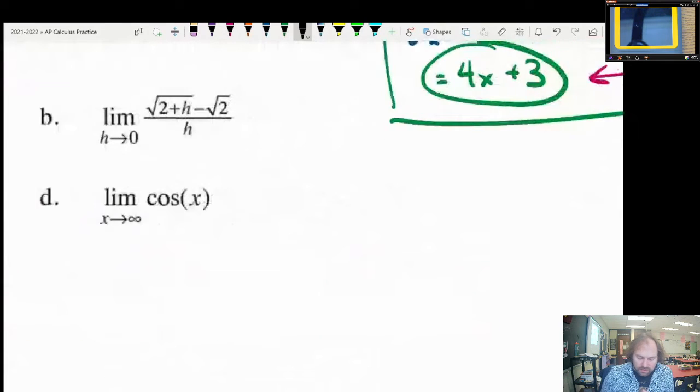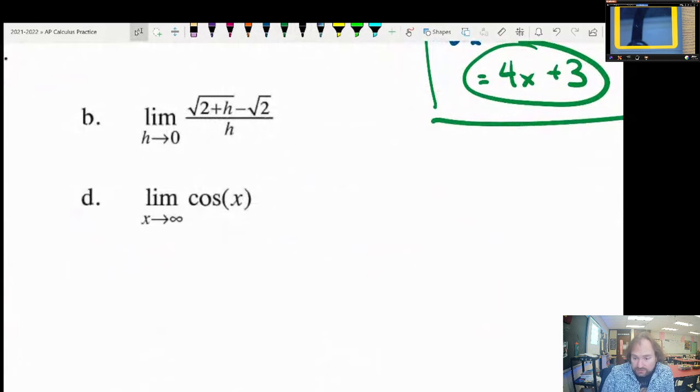Question B is actually just a derivative question, honestly. Whenever you see limit as h approaches 0, and you have h on the bottom here, you're about to be asked a question that's basically asking you for the derivative of something. The real question here is, what's the actual function?